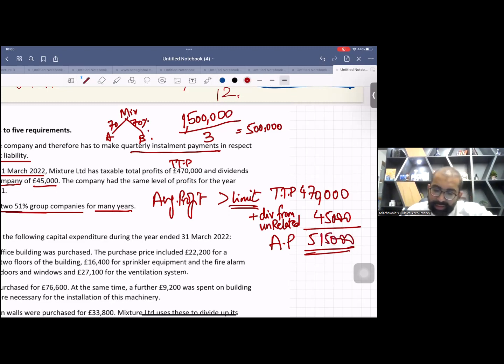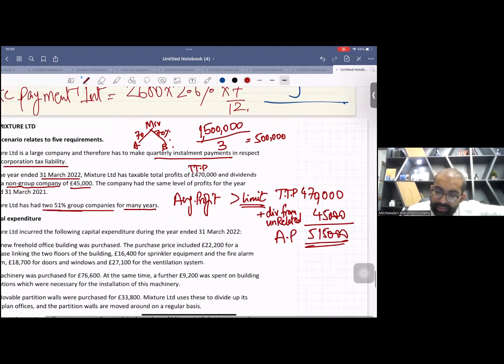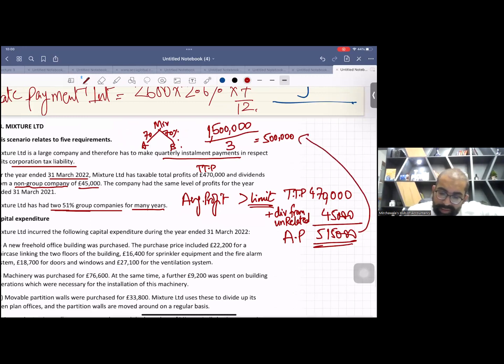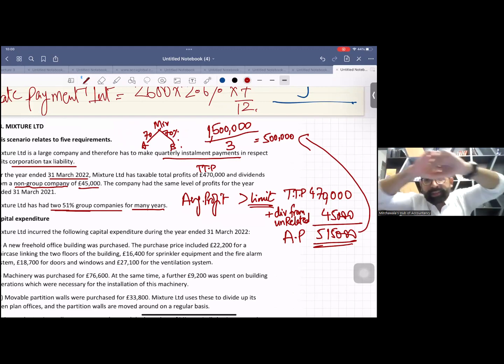Now tell me, your AP is greater than 500,000. Your augmented profit is greater than 500,000. So this year you are a large company, for sure. This year you are a large company.